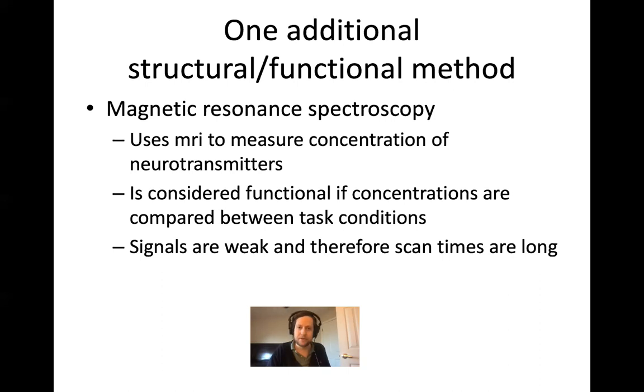Obviously, you can't do that on humans. Even if they're undergoing surgery, you can't stick a probe into their brain and suck out some of the neurotransmitters. And so this is an attempt at a non-invasive way of studying neurotransmitter concentrations in humans. So that could be potentially very valuable.